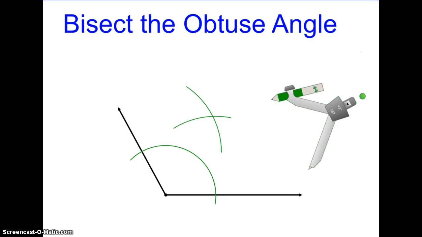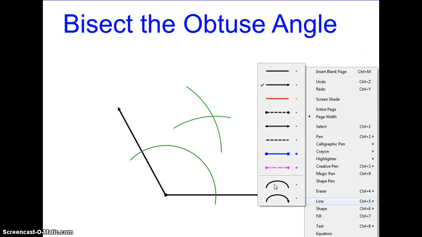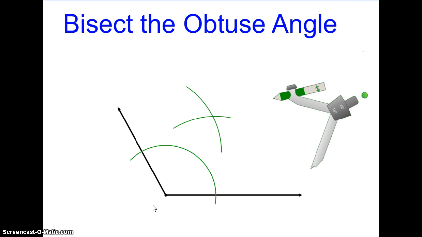Okay, so now we can put our compass away, get out your straight edge, and draw a line that goes from the vertex through the intersection points of the arc. Oops, I missed my vertex a little bit there. Okay, so there we go. This right here is the ray that bisects our obtuse angle, which means that this side length here is equal in measure to this side length there.